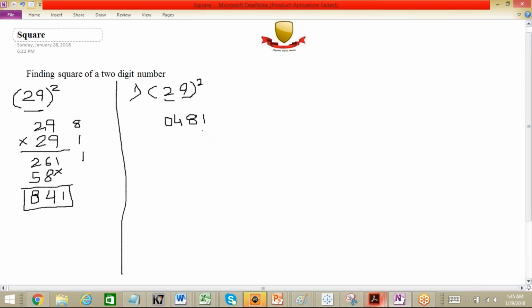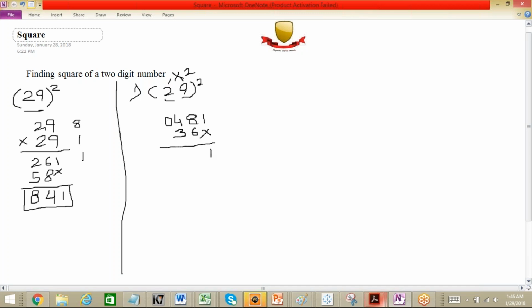Then, just as we do in normal multiplication, put a cross sign at the bottom of the unit place, and then take the product of these two digits and multiply the same by 2. That means 9 times 2 is 18, and 18 into 2 is 36. Just write 36 over here, and then simply go ahead and sum it.